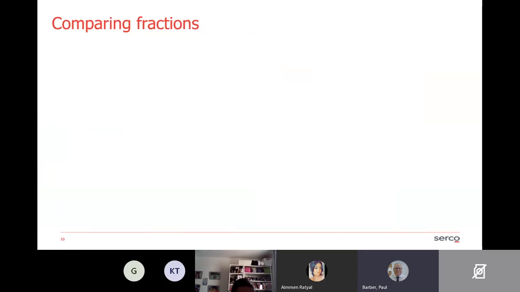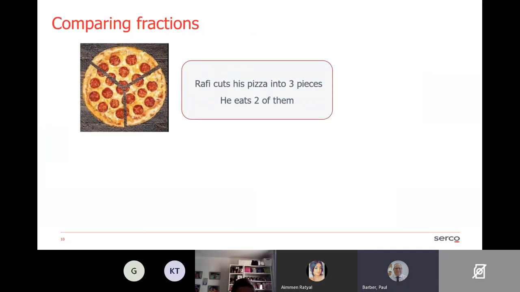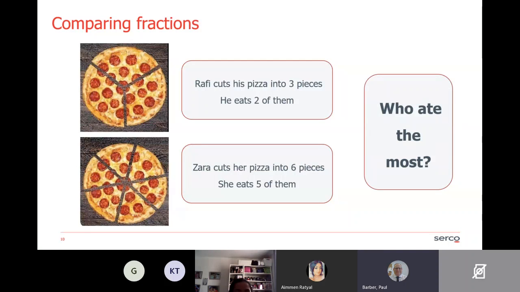So another thing we need to look at is comparing fractions. So let's take it again, we'll go through an example and try and work through it. So if Rafi has a pizza and he cuts it into 3 pieces and he eats 2 of them, but Zara's got a pizza, she cuts hers into 6 pieces and she eats 5 of them. The question there is who ate the most pizza?